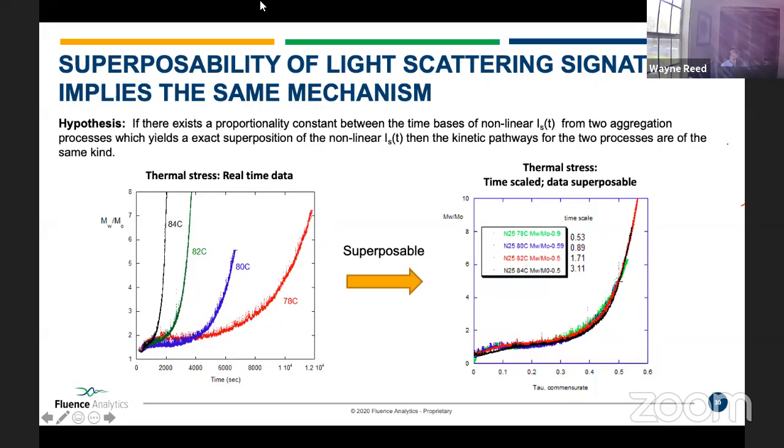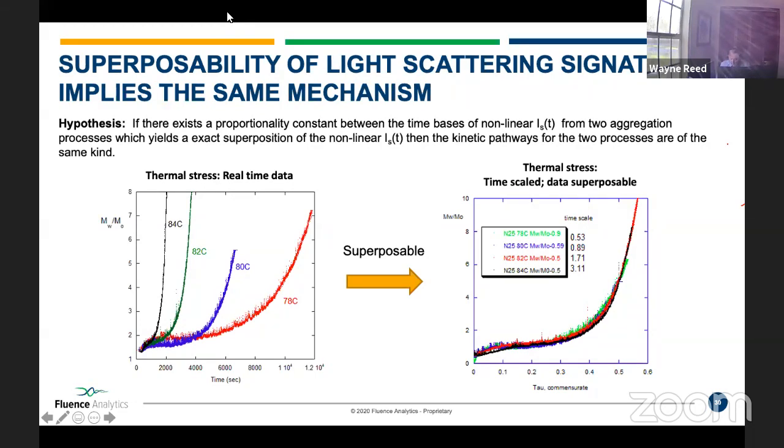By the way, we did that last one with Chris Roberts and his group in Delaware. So this idea of the mechanism being apparent in the nonlinear signature can be tested, because clearly you have a whole series of rate equations with temperature-dependent constants. Now, if we take these different temperatures here, 78 to 84 C for a monoclonal antibody, we can scale the time. And here are the scaling factors on the right-hand side. You can see 0.5, 3.89, 3.11. They all come together into a universal curve.